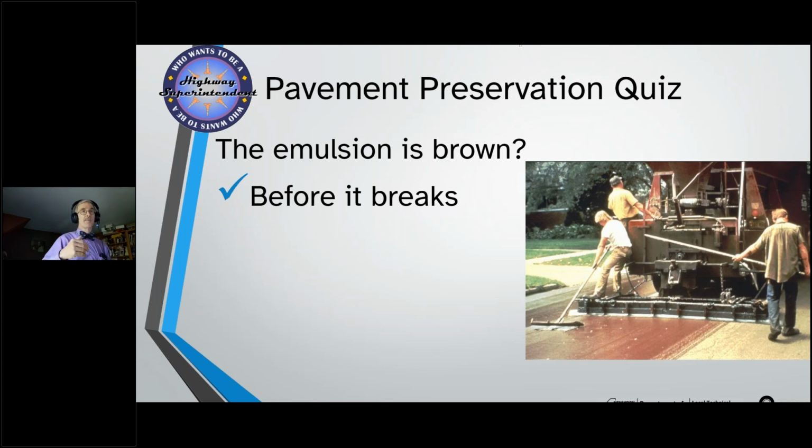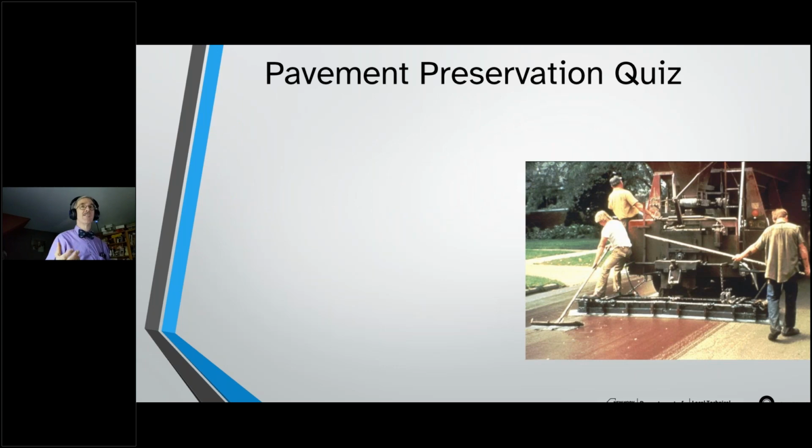And the problem is, once it's turned black, it's no longer going to be as sticky. It's not going to grab onto those stones as well. So keep that in mind, that really you want to get your stones on before the emulsion breaks. And with a chip seal or a sand seal, that can be very, very risky.